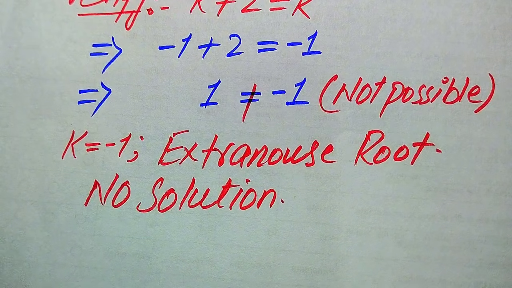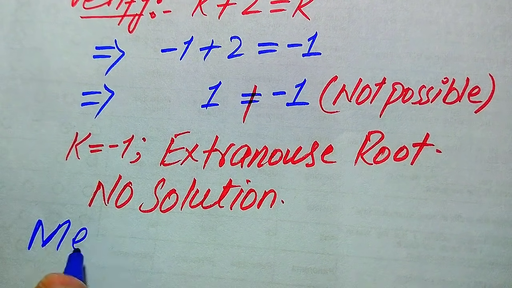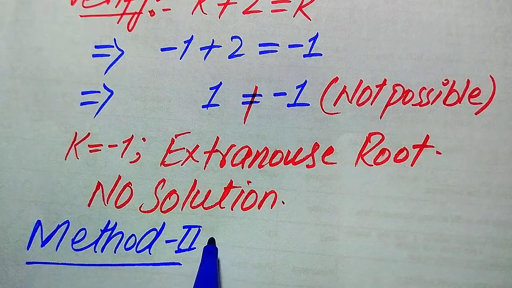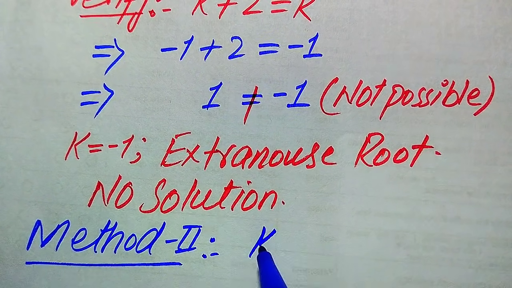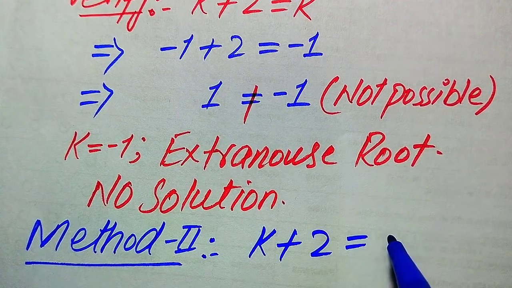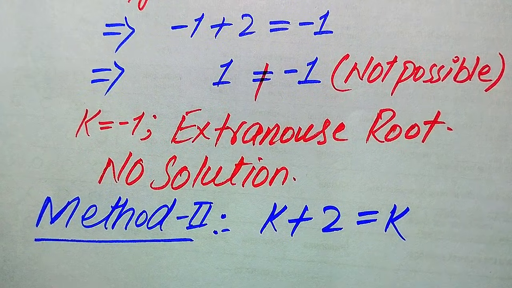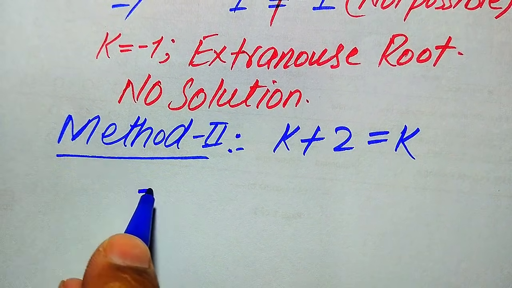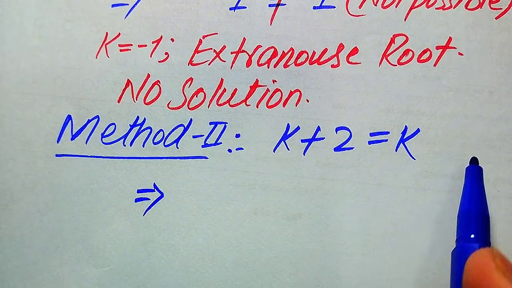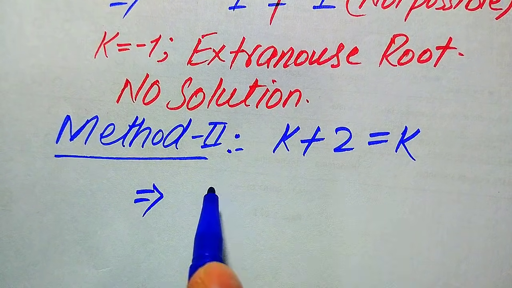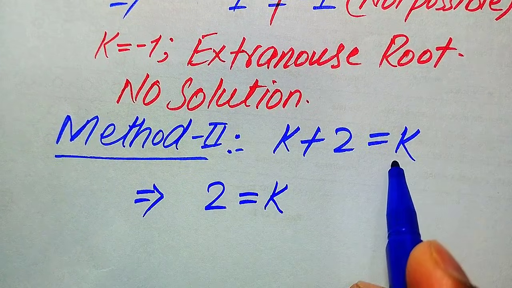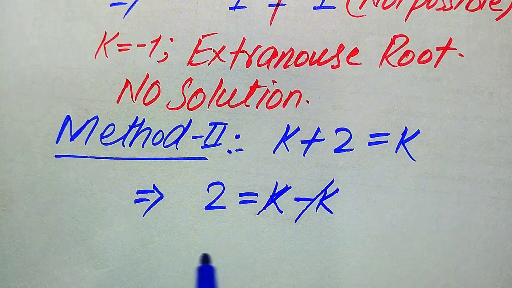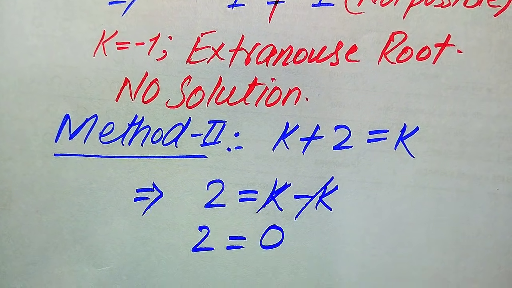Now we solve this problem again with the second method. In the second method we copy down the given question statement, which is √(k+2) = k. Our second method is the quickest method, and here we quickly get the values of k. We move this k to the right hand side, and it becomes negative k, and these two cancel out each other. Here we get 2 = 0.